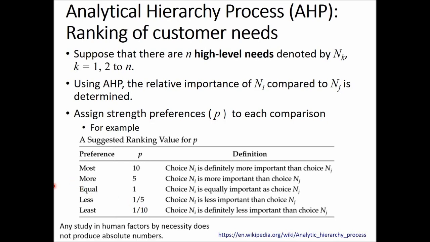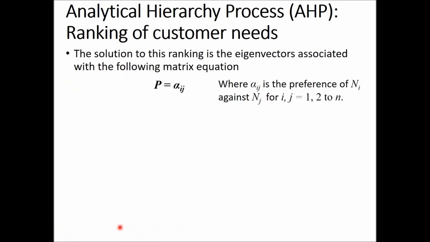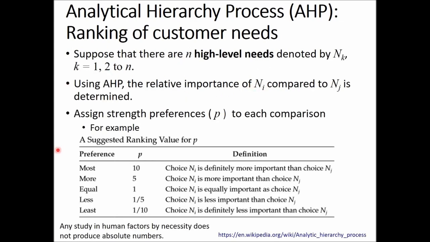So of course, as I said earlier, there is no hard and fast rule to select these numbers, so there is no absolute value for this. And then, of course, we are trying to solve this problem, trying to rank them, considering the eigenvectors associated with the matrix given by P equals alpha ij, where alpha ij is the preference of Ni against Nj. So that is exactly the value of P.